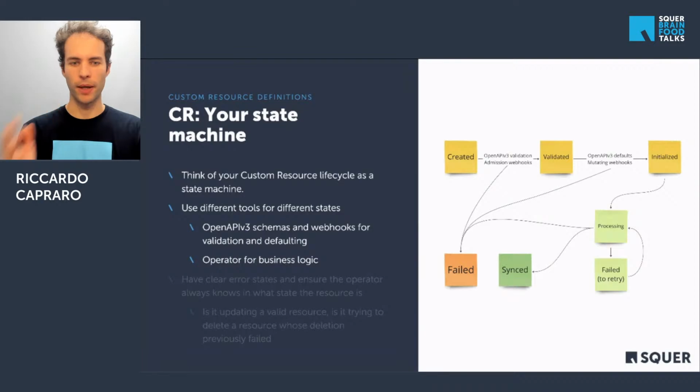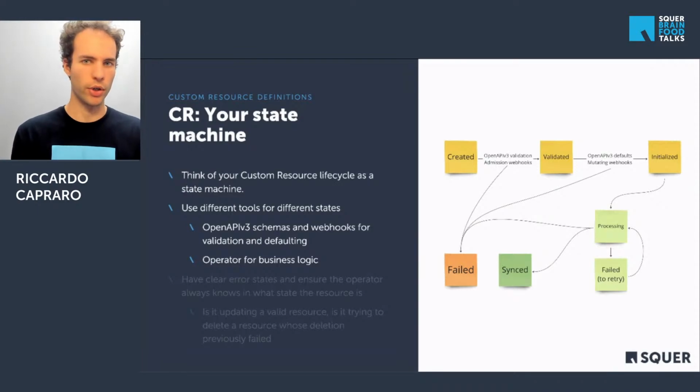So in this case, your custom resource should really be considered as a state machine. You create it, you validate your resource, and there are different tools: admission webhooks, OpenAPI v3 schema validation, mutating webhooks. And then once it's initialized, you go into a processing phase. That's where your operator comes into place. And here you basically have 3 exit states.